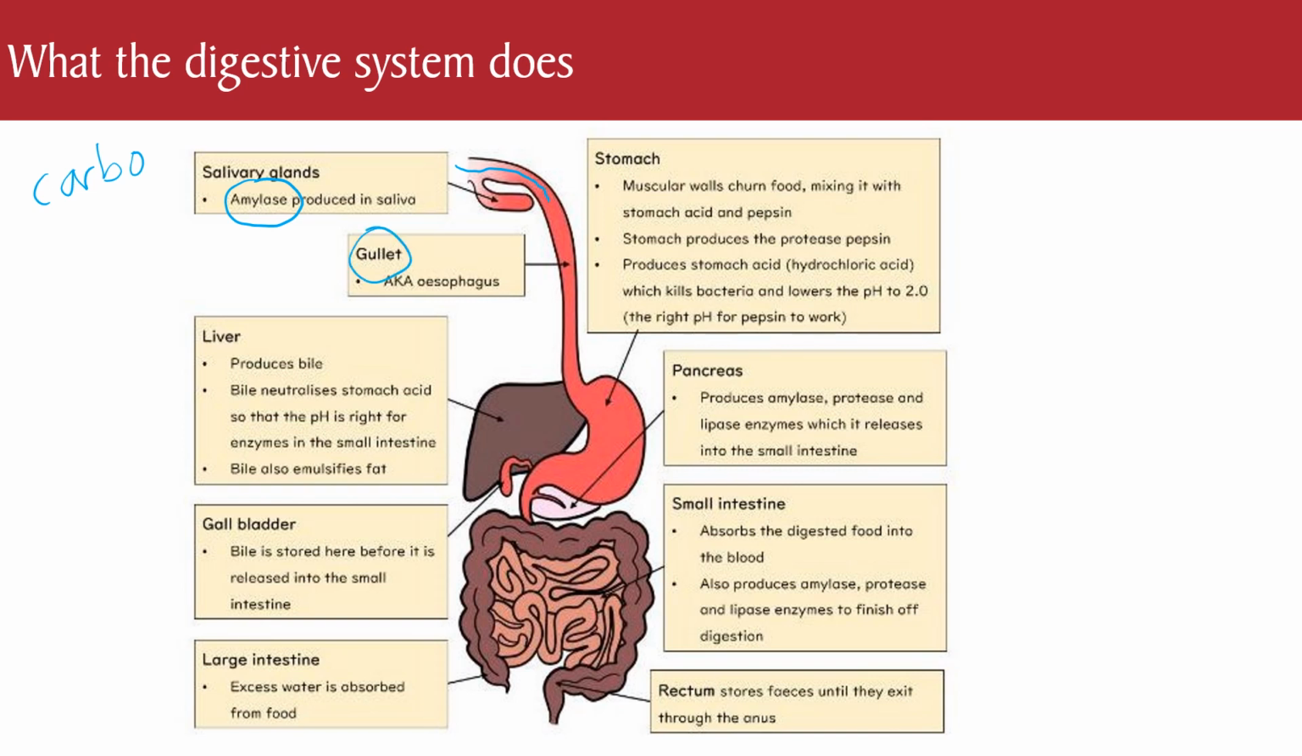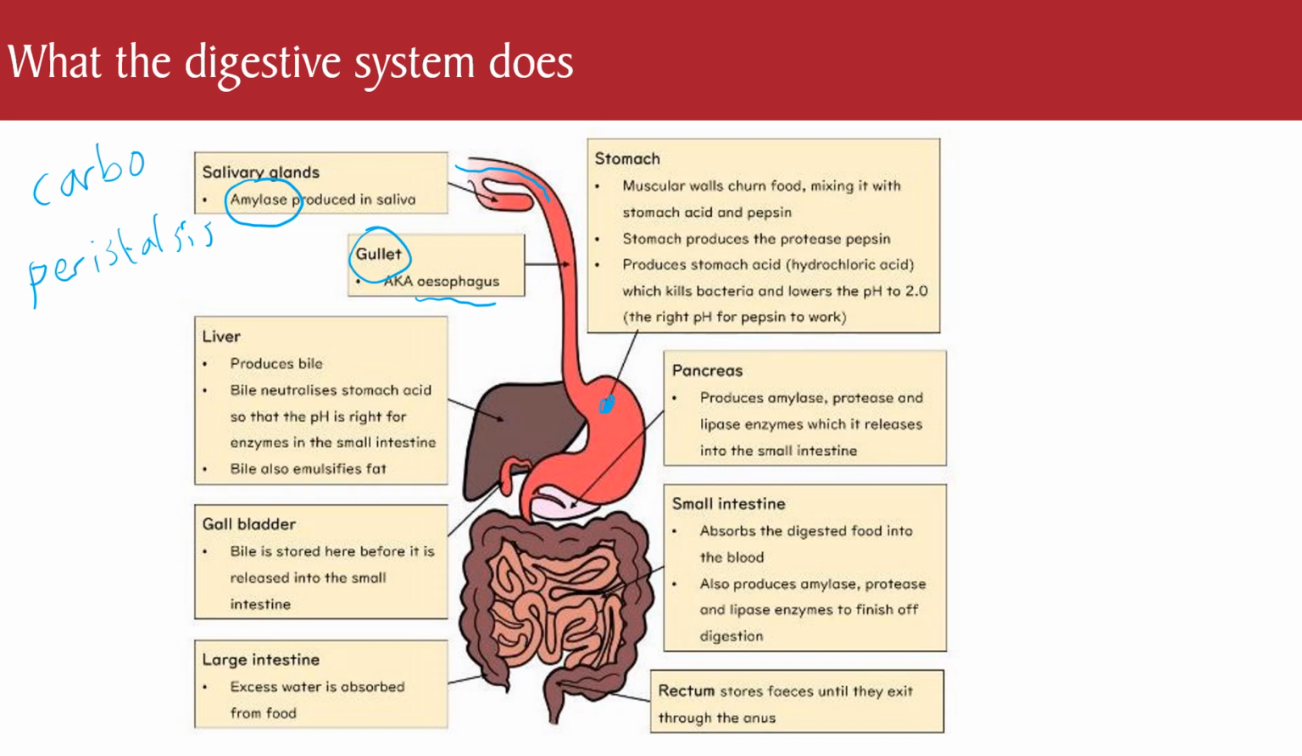Now the gullet's a terrible word, right? You need to use the word esophagus. And the esophagus is basically a tube that takes the food from the mouth down to the stomach. It uses a process called peristalsis, which is where the food is squeezed down. Hence why you can stand on your head and drink a pint of water, because the esophagus actually squeezes the food down. Then we get into the stomach.